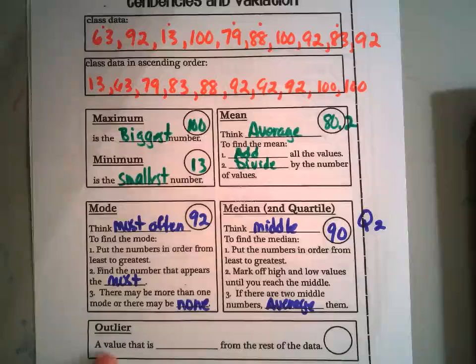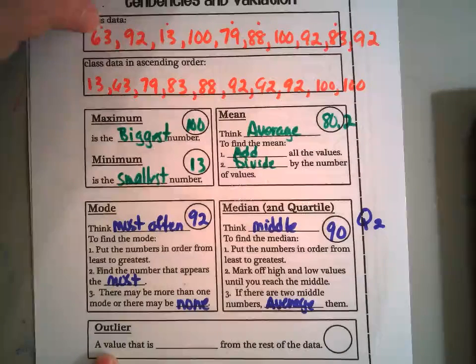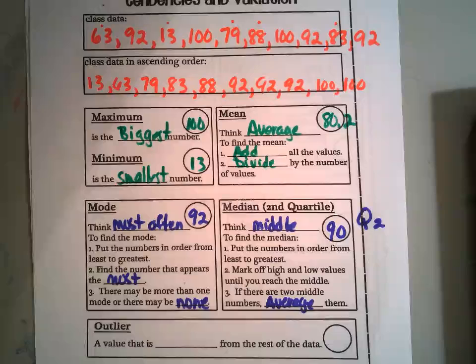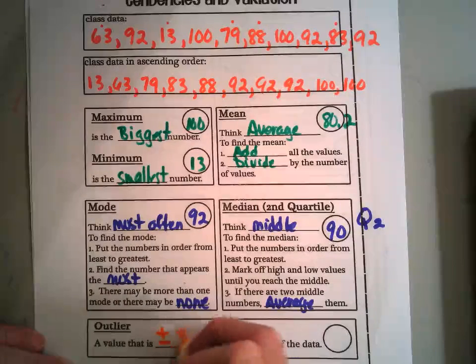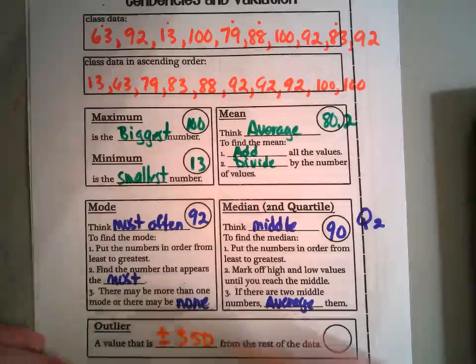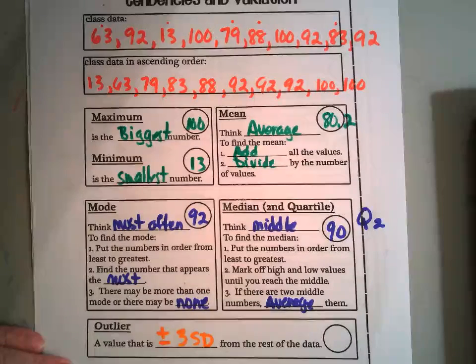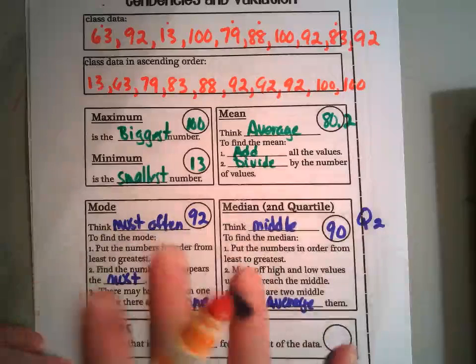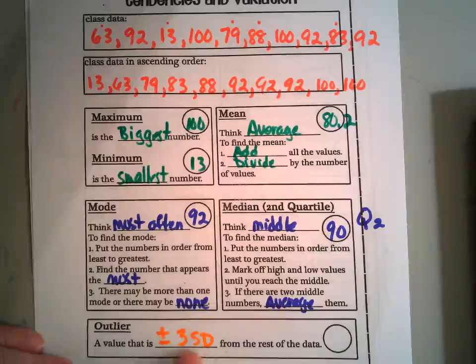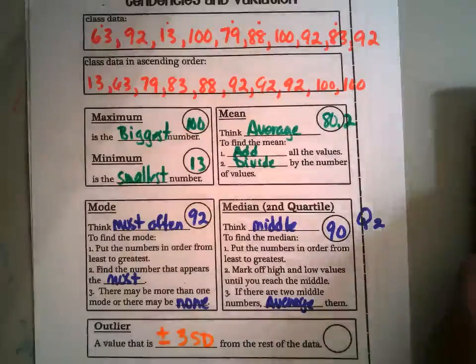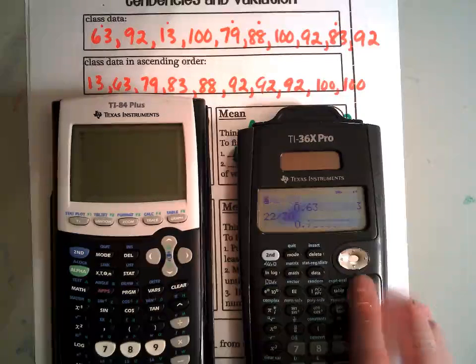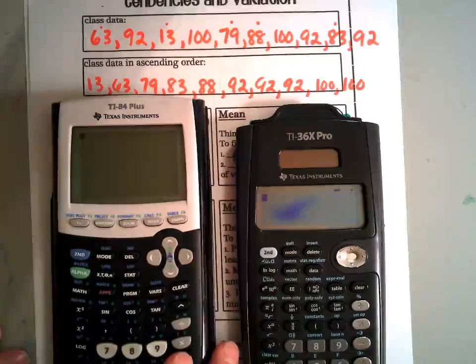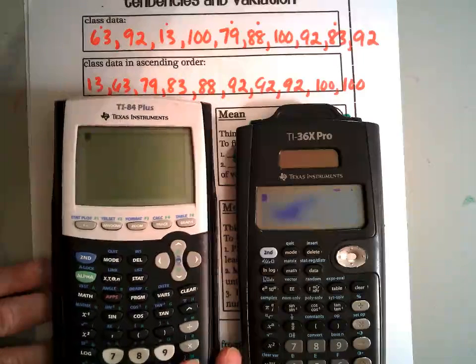Outlier. Okay, outlier is a value that is, let's see, plus or minus 3 standard deviations. Now we're going to talk about standard deviations like on the next page. Okay, so we are not ready to calculate this value, but we are ready to go ahead and learn how to put this data into our calculator. So I'll try to do both kind of going at the same time.